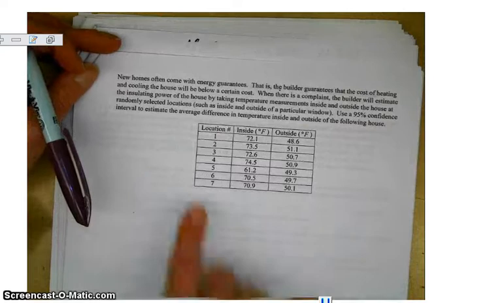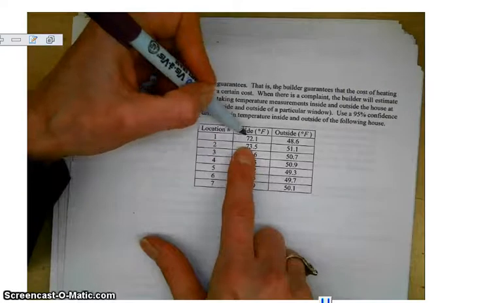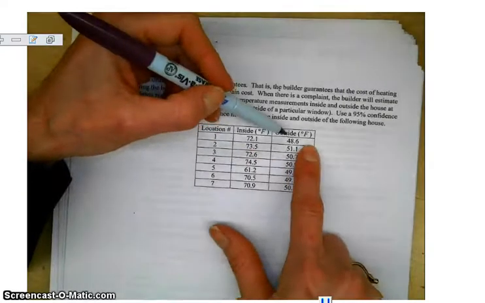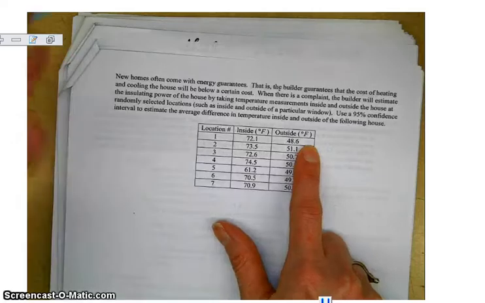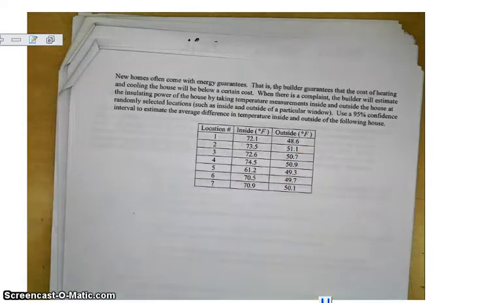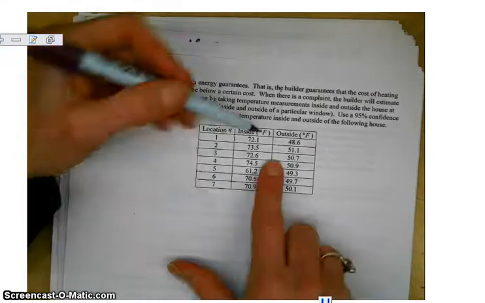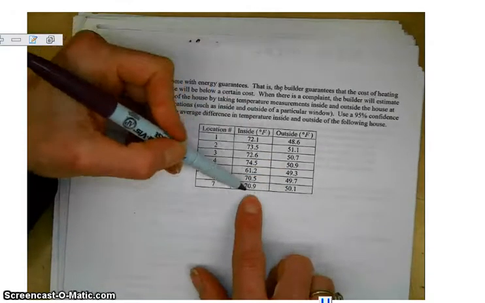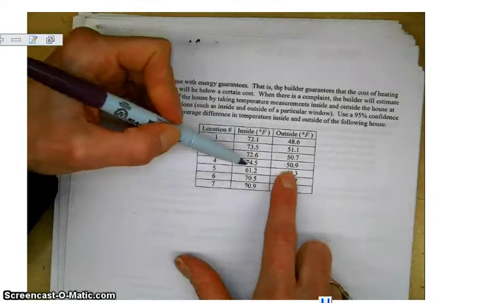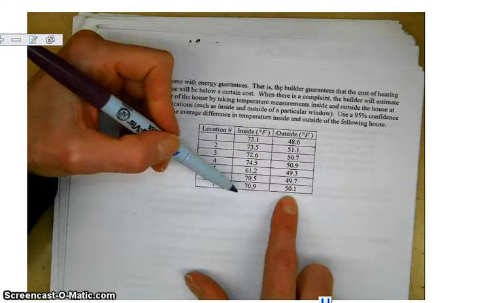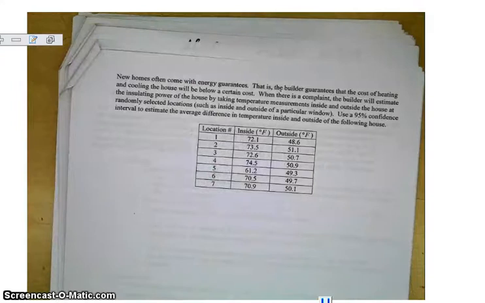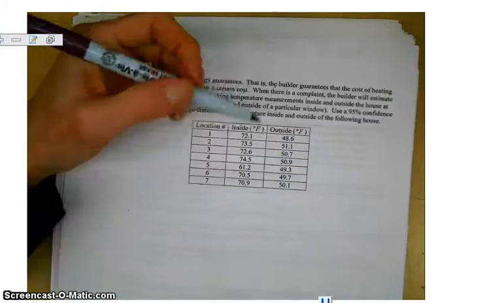Okay, so basically location 1, inside was 72.1, outside was 48.6. Now, would you expect there to be a difference in the inside and outside temperature? Yes. If the insulation is working, you would expect a difference, right? But if you're checking all the different locations, wouldn't you expect that difference to always be about the same? And you realize that outside some parts of your house, the temperature is different. Why would the temperature be different outside your house? The sun, the shade, that kind of thing, okay?